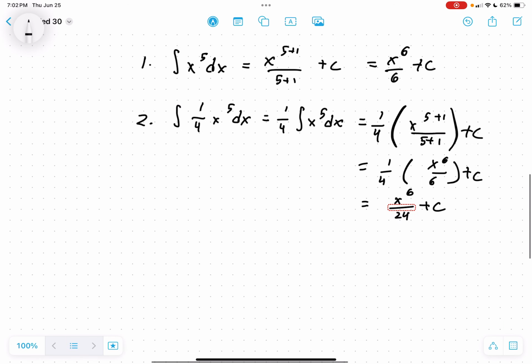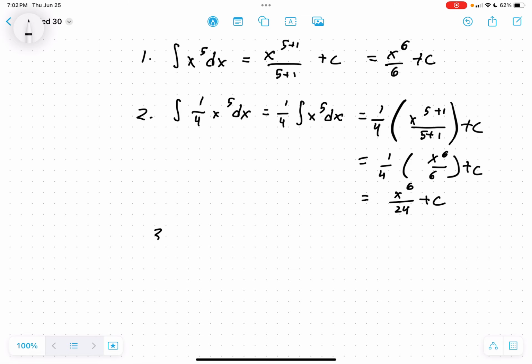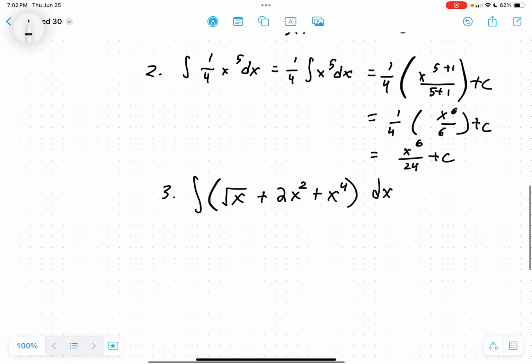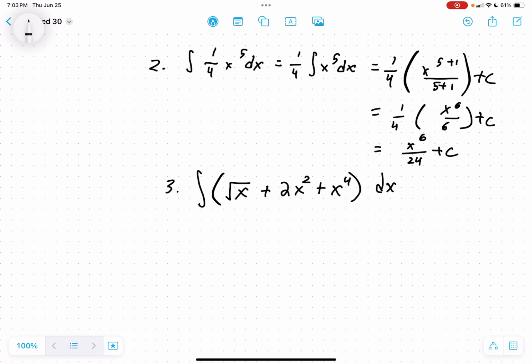Alright, so here were two practice problems. Now let's get even more intricate. What if I have the integral of the square root of x plus 2x squared plus x to the 4th dx? Well, according to my sum and difference rule of integration, I can separate out these integrals. So I'm going to rewrite this as the integral of root x dx plus the integral of 2x squared dx plus the integral of x to the 4th dx.